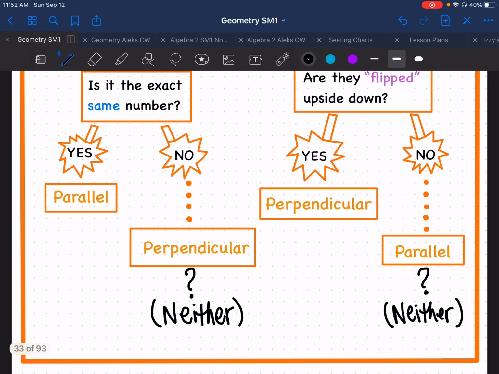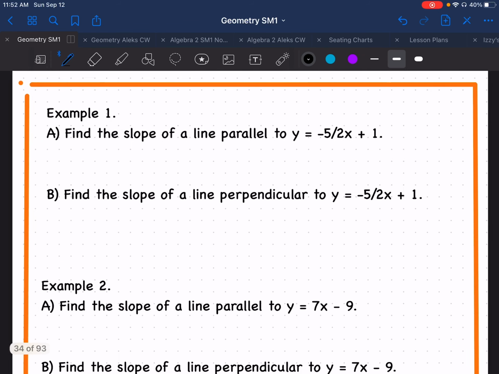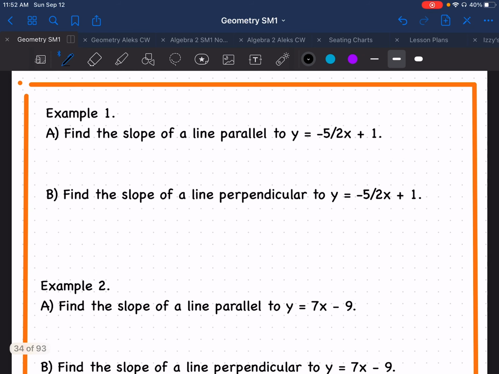All right, let's go ahead and take a look at our first example. Find the slope of a line parallel to the given equation, y equals -5/2 x plus 2. So the thing we're looking for here is parallel. When we are parallel, we have the same slope. That's what that last graphic said. Let me go write it over here.